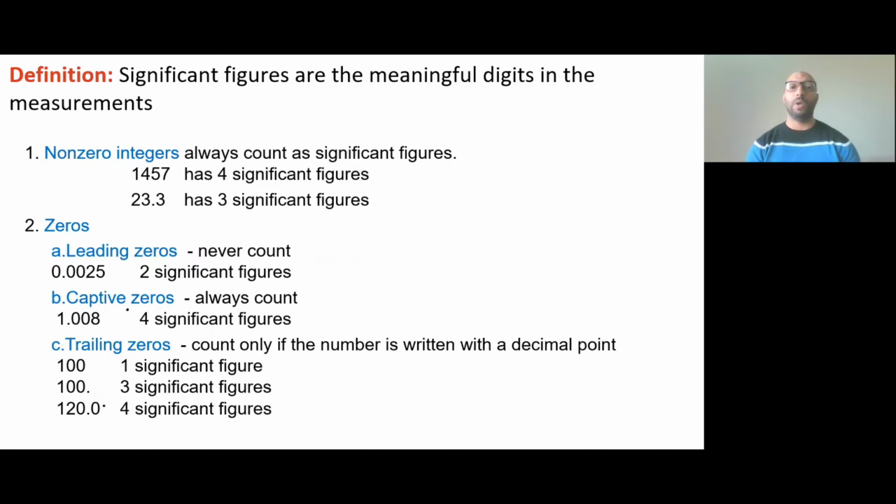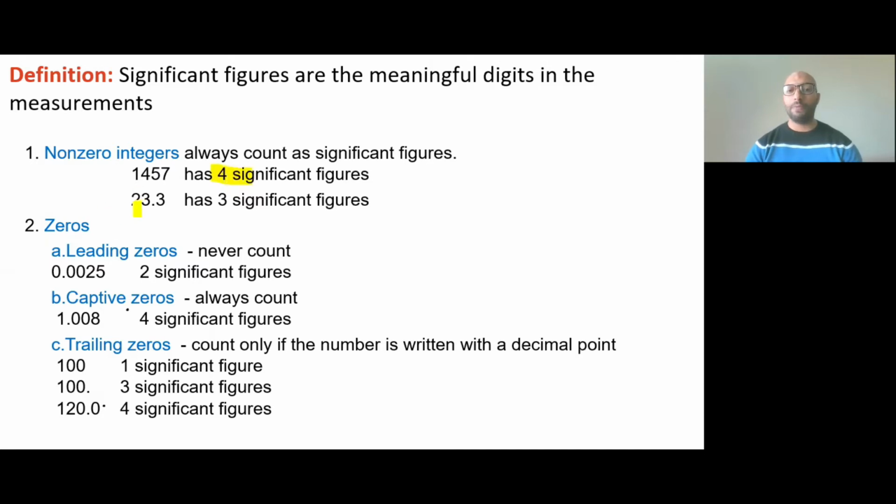Let's take an example. We see here the example of 1457. How many significant figures in this number? You see that 1 is different from 0, 4 is different from 0, 5 is different from 0, and 7 is different from 0. So how many non-zero integers in this number? We have four digits. So how many significant figures in this number? We have 4 significant figures, okay?